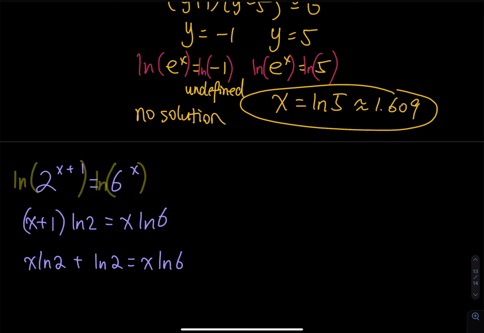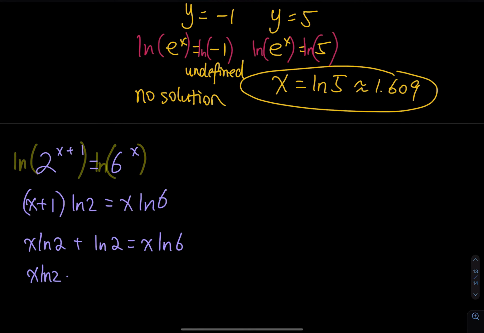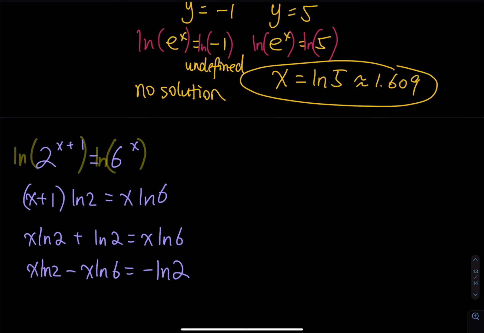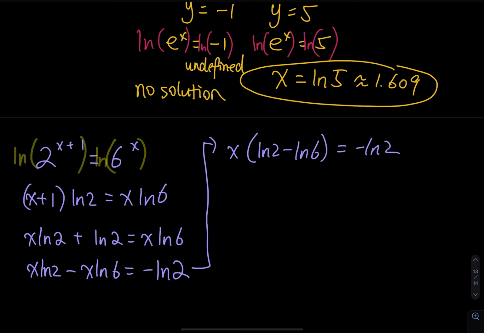Put all the x on the left, then we have x ln 2 minus x ln 6 equals, put the ln 2 on the right, minus ln 2. And then we can factor out the x. So let's factor out the x. And then we have x times (ln 2 minus ln 6) equals negative ln 2. And then finally, we have x equals negative ln 2 divided by (ln 2 minus ln 6). All right, so let's see. Negative ln 2 divided by, and then a big parenthesis, ln 2 minus ln 6.